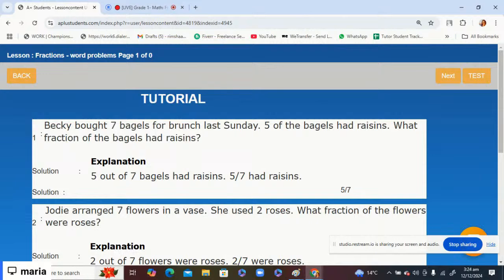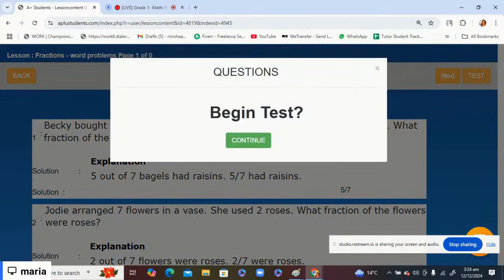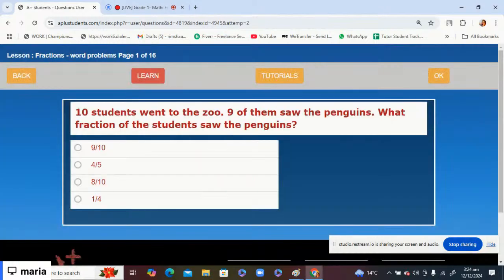Let's do the test. 10 students went to the zoo. How many number of students went to the zoo?